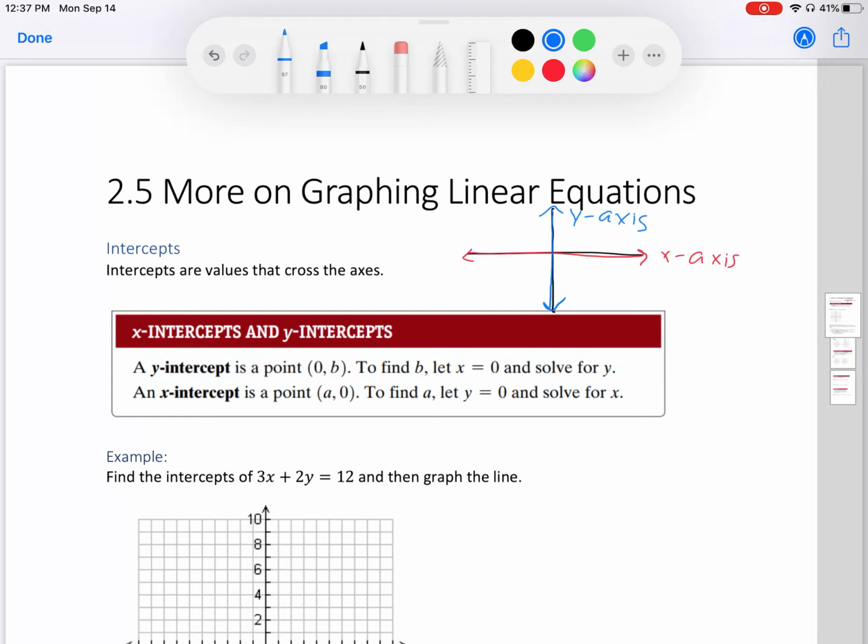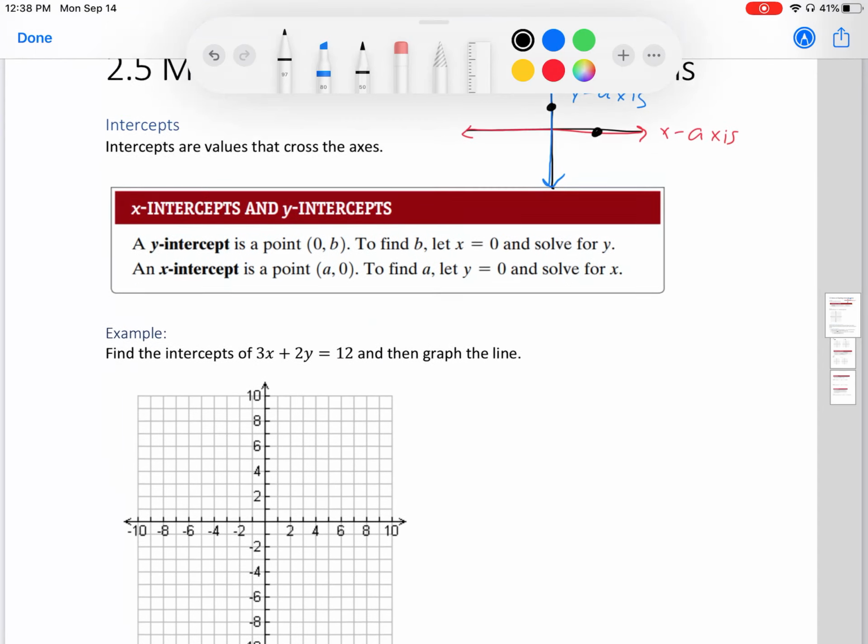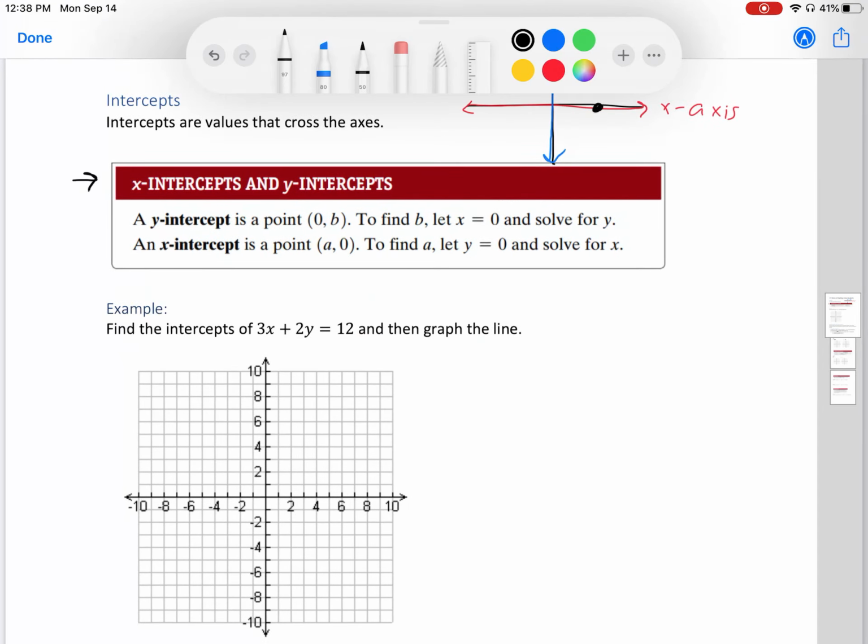If we have an intercept, that's a point that falls exactly on your y-axis or a point that falls exactly on your x-axis. We can find all those points that are labeled an intercept. Let's read the definition. X-intercepts and y-intercepts. A y-intercept is a point (0, b). To find b, let x equal 0 and solve for b. An x-intercept is a point (a, 0), where a is your number. To find a, let y equal 0 and solve for x.